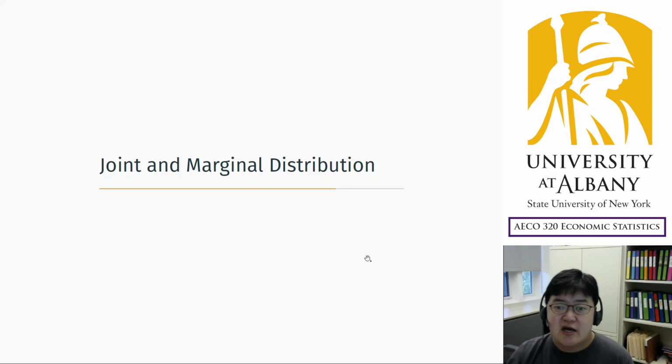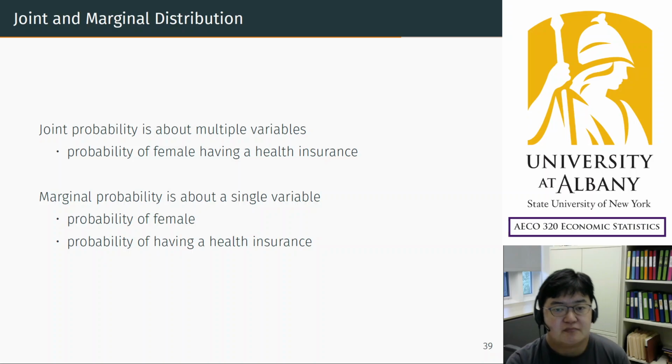Okay, so this is the last part of chapter 1, and in this part, we study the difference between joint distribution and marginal distribution. So, from the previous example, we considered female and health insurance as two variables of interest. Then you can think about their joint distribution. Joint distribution is literally probability distribution concerning both of the variables, right?